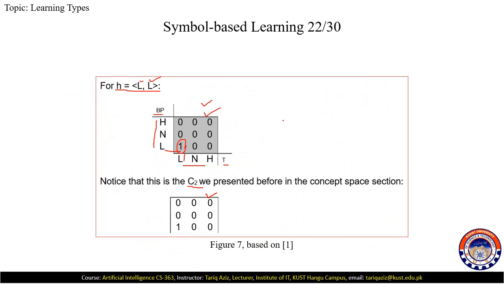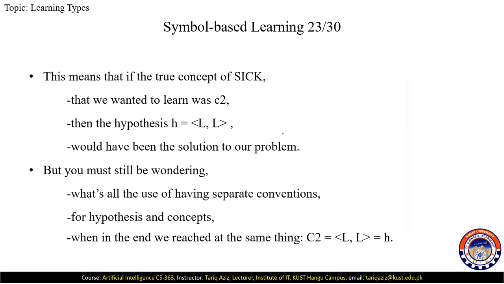So we got our C2 from the possible outputs. Now dear students, this means that if the true concept of 6 that we wanted to learn was C2, then the hypothesis is this would have been the solution to our problem. So it means that this could be the solution to our problem.